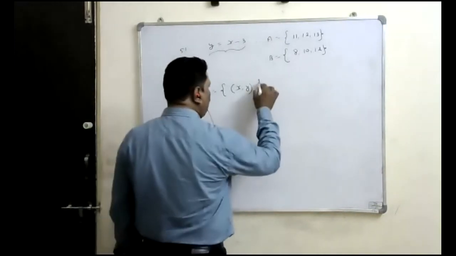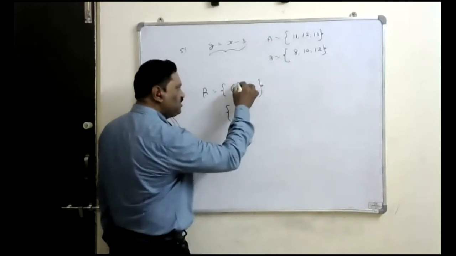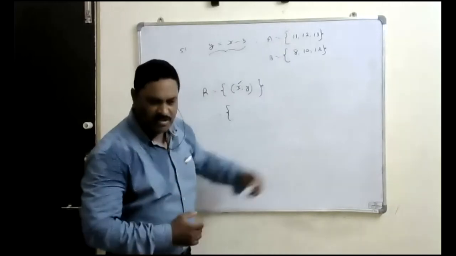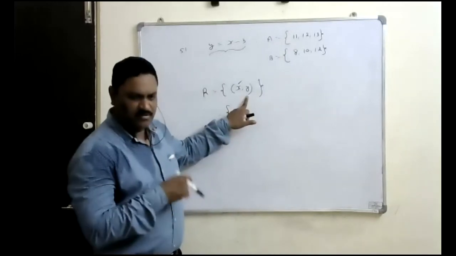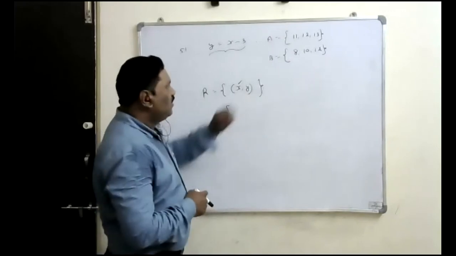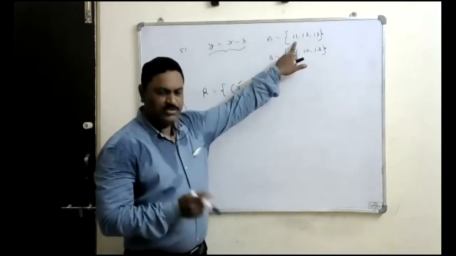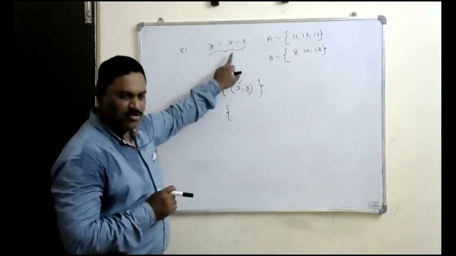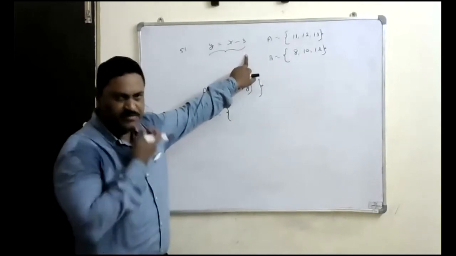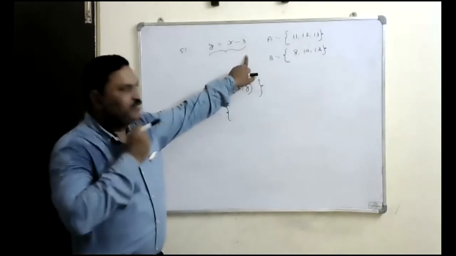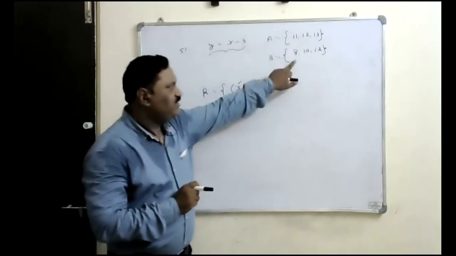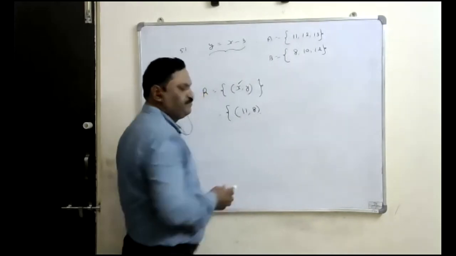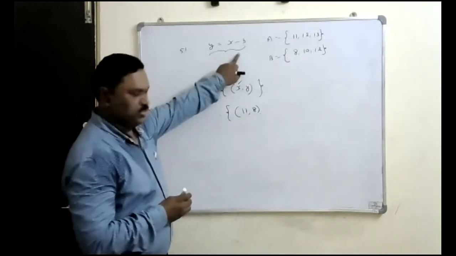Now just look at this. I have to take the first element of each ordered pair from set A. Then the corresponding values of y I have to take as the second element in the ordered pair. Suppose I take x is equal to 11, what is the value of y? Y is equal to 11 minus 3. What is the value of 11 minus 3? 11 minus 3 is 8, and that is there. That's why I can take one ordered pair, 11 comma 8. This ordered pair satisfies the relation.